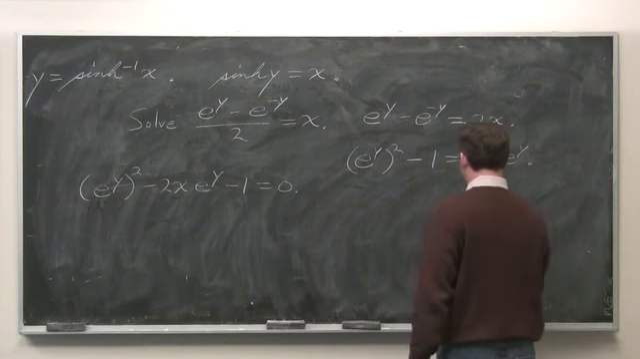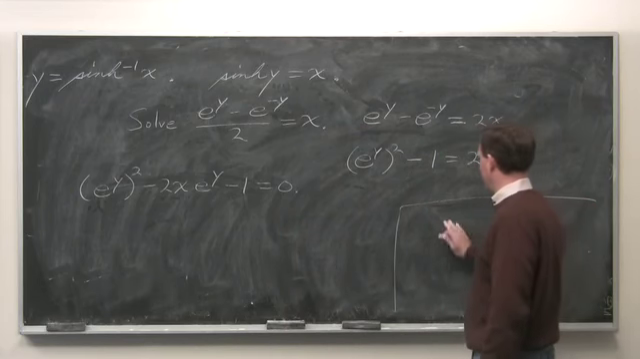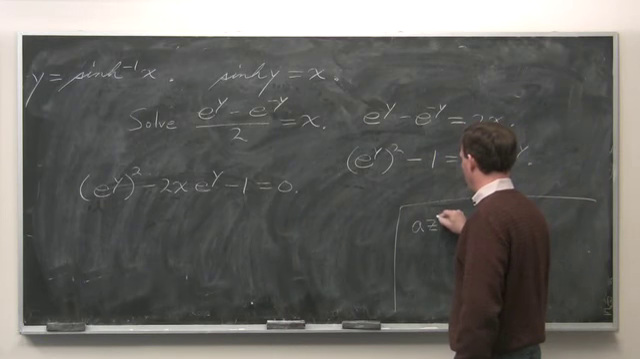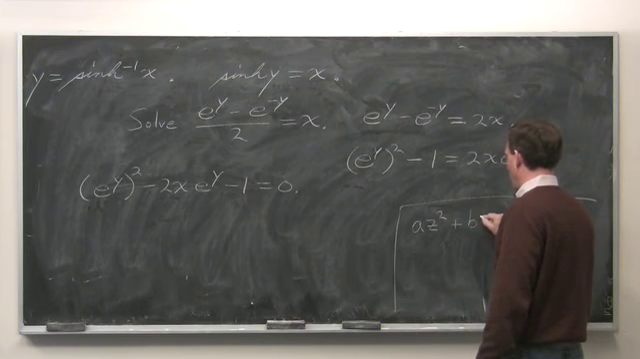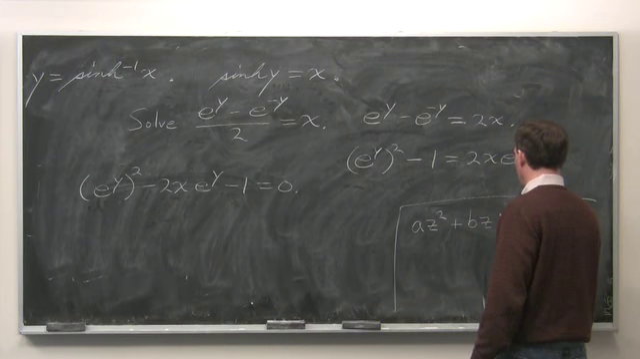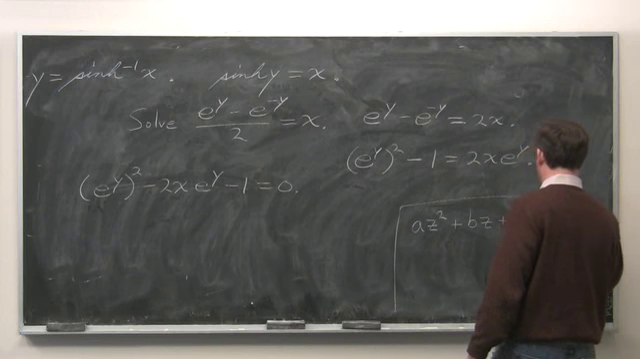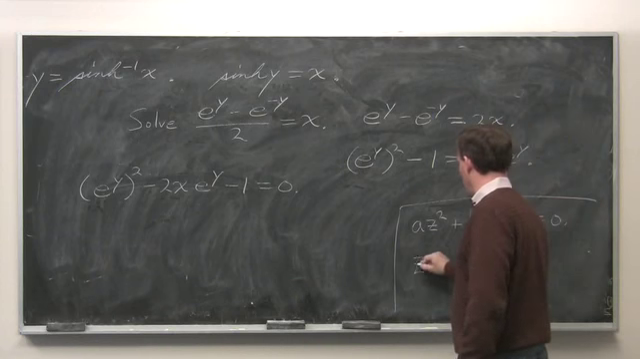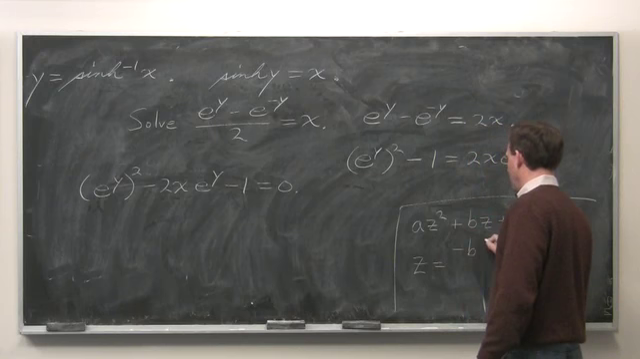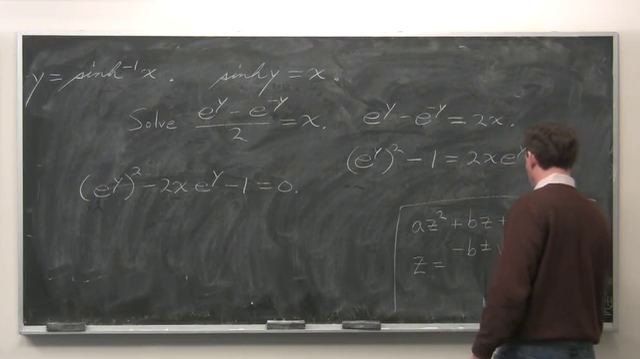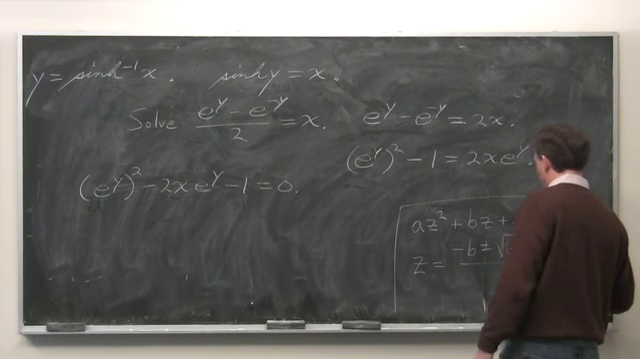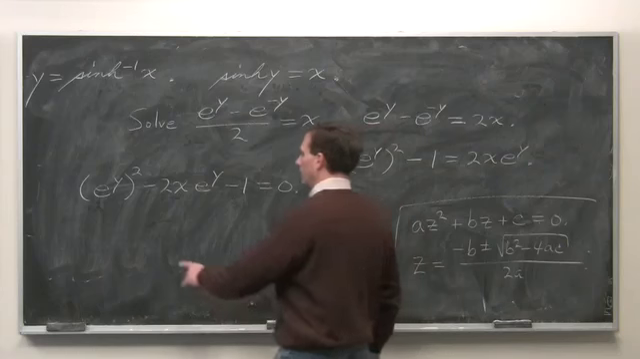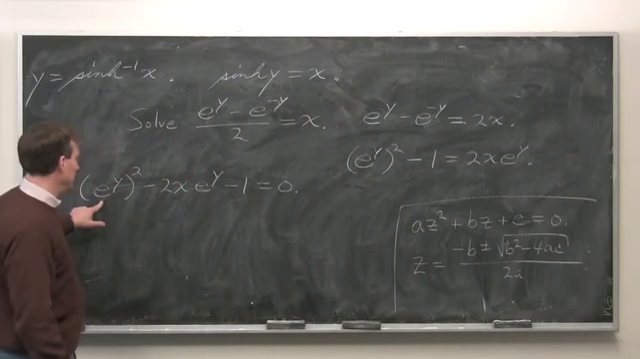Let me take the time to write the quadratic formula, but I'll use a z to not confuse it with the x and y in our problem. So what you should know is that if you want to solve this, the quadratic formula tells you that z is negative b plus or minus the square root of b squared minus 4ac all over 2a. Where we've got a z, that z is going to be e to the y.